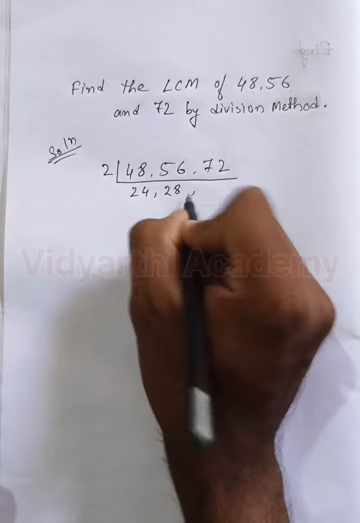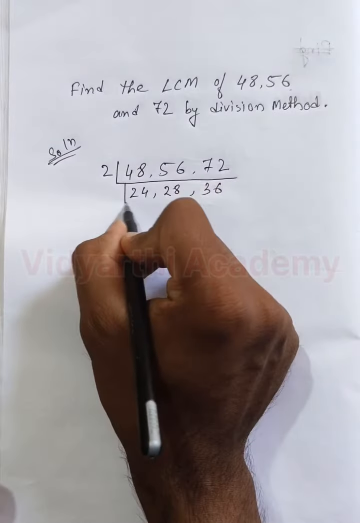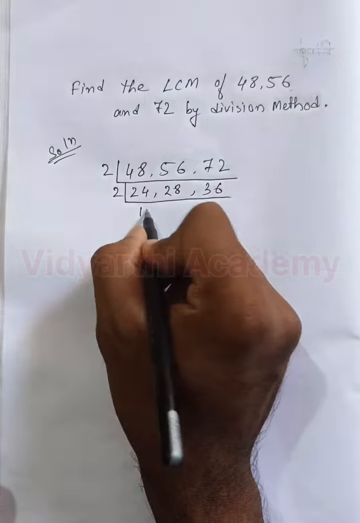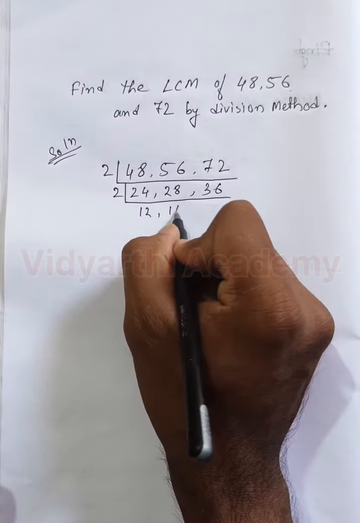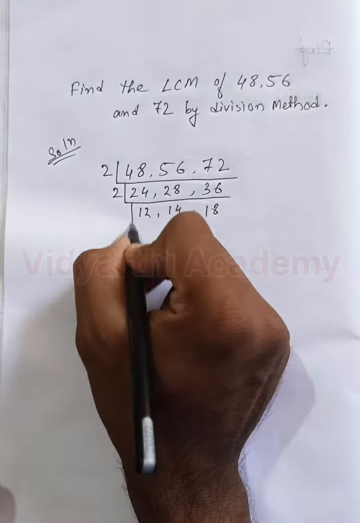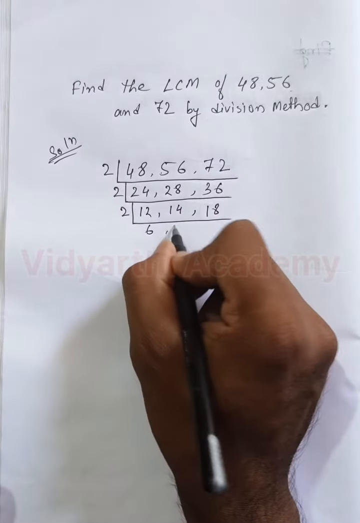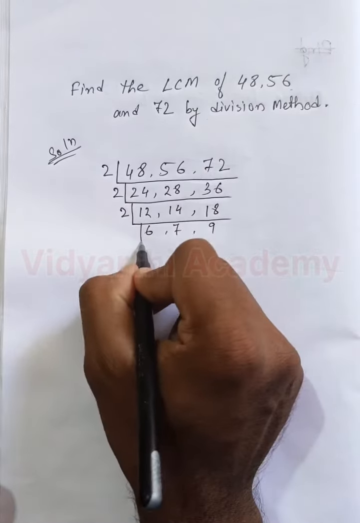8 2s are 16, 3 2s are 6, 6 2s are 12. Now again by 2: 2 1 is 2, 2 2s are 4, 2 1 is 2, 4 2s are 8, 2 1 is 2, 8 2s are 16, again by 2, 6 2s are 12, 7 2s are 14, 9 2s are 18.